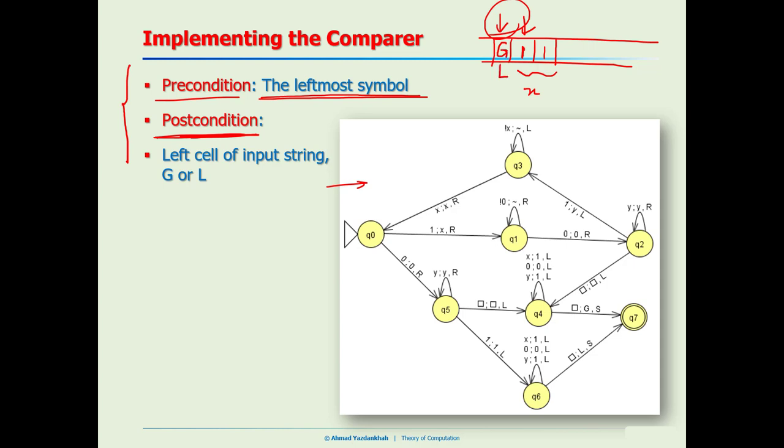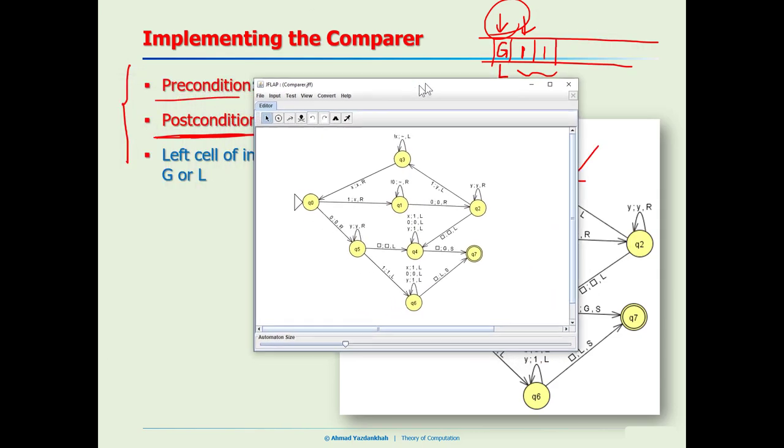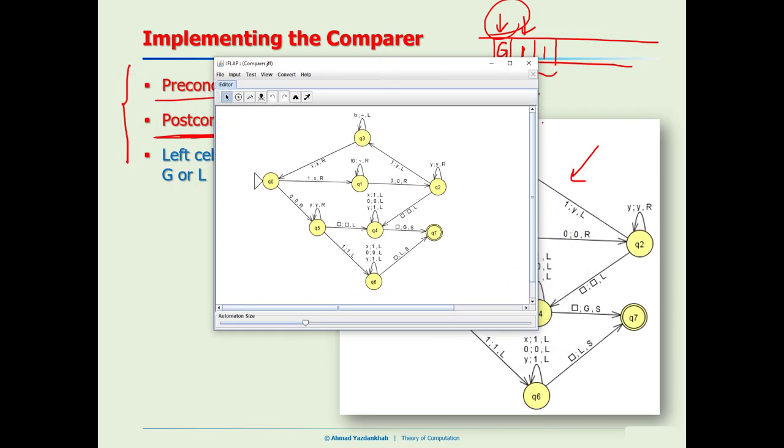So this is the implementation of the comparer. Let me show you the output on JFLAP, and let's try to test it and make sure that it works. Actually, you know, the G for the outcome of the X block is greater than the input string. All right, and this one is equal.